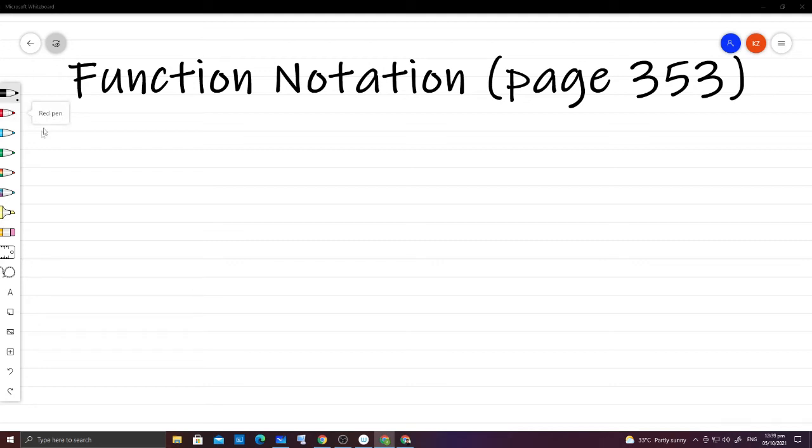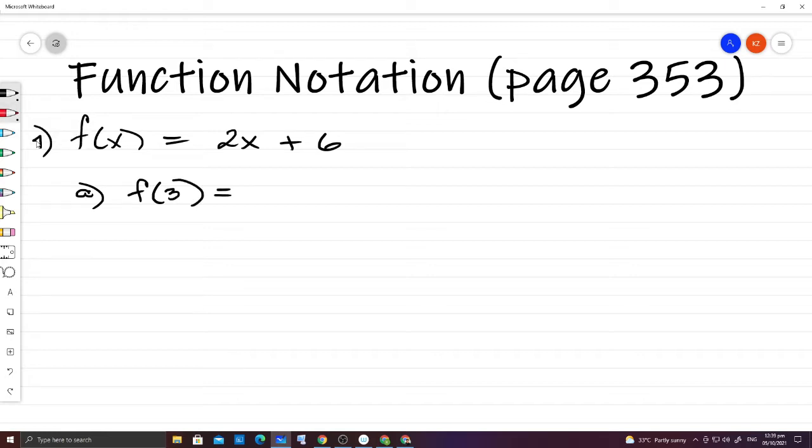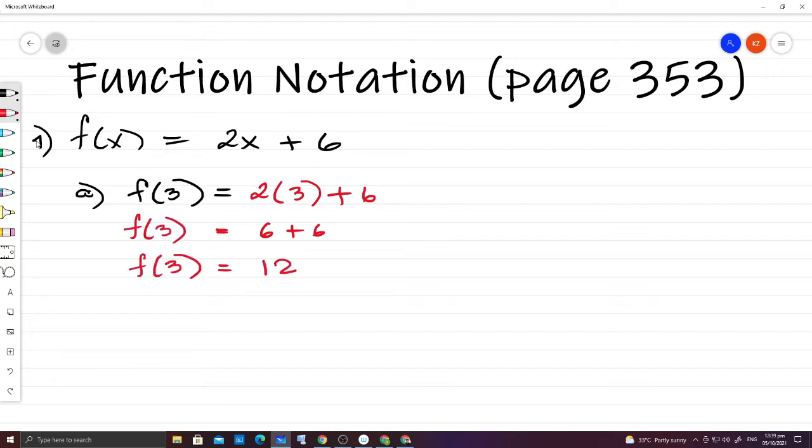So it's very easy. For number 1, f of x equals 2x plus 6. Find the value of, for letter A, f of 3. You will just substitute 3 for x. 2 times 3 plus 6. So f of 3, we have 6 plus 6. f of 3 is equal to 12. Okay, screenshot.